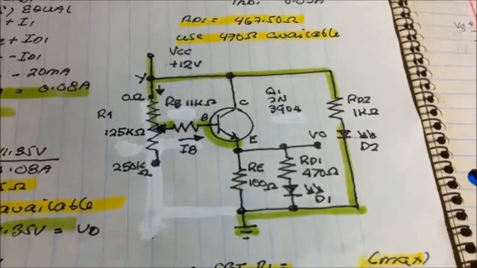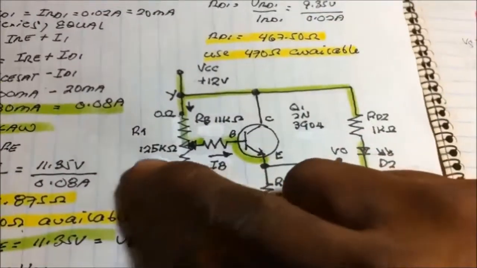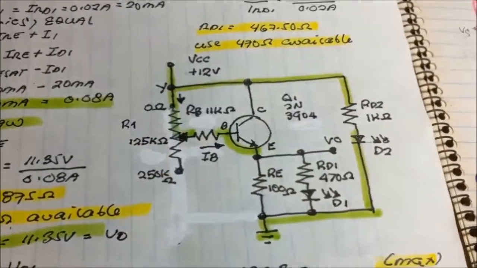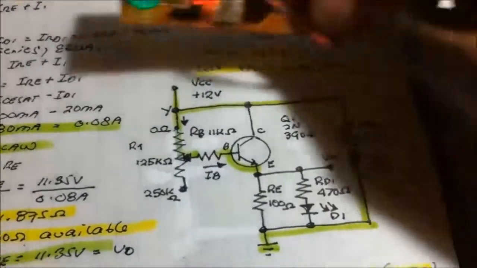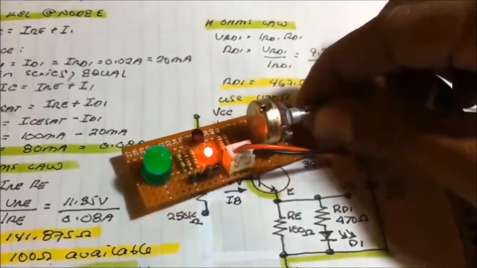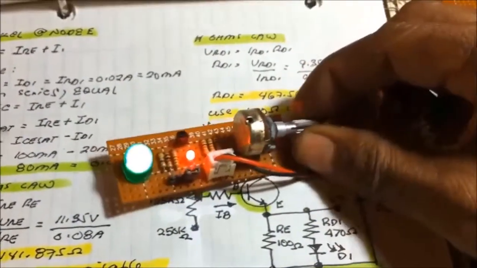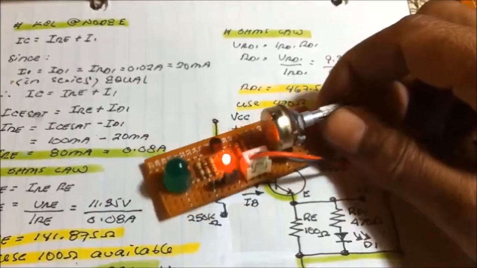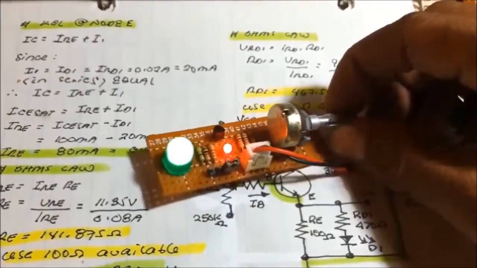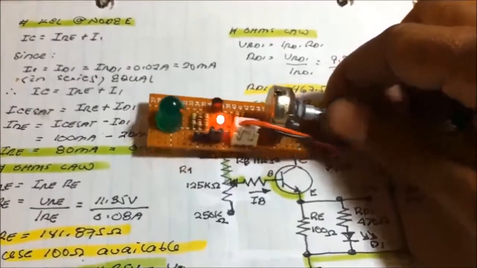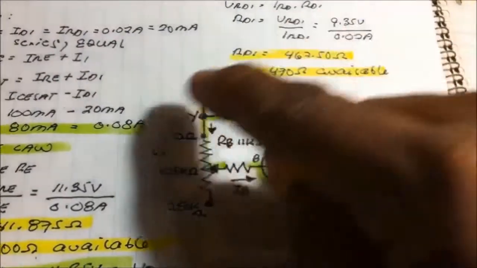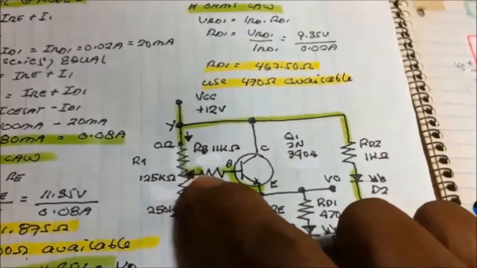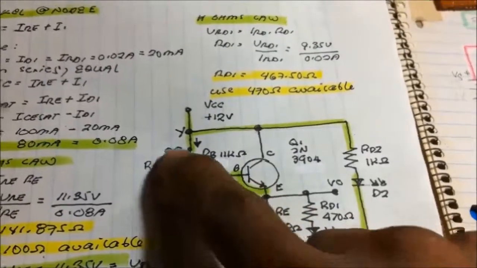Now we have here R1 set not to maximum, just 125 kilo ohms, in the middle. When you turn the knob and set it to maximum, it will make the LED turn off. What makes this happen in the circuit? Why is it turning off? Let us check. When you turn the knob, increasing the resistance, there's no flow of current here.